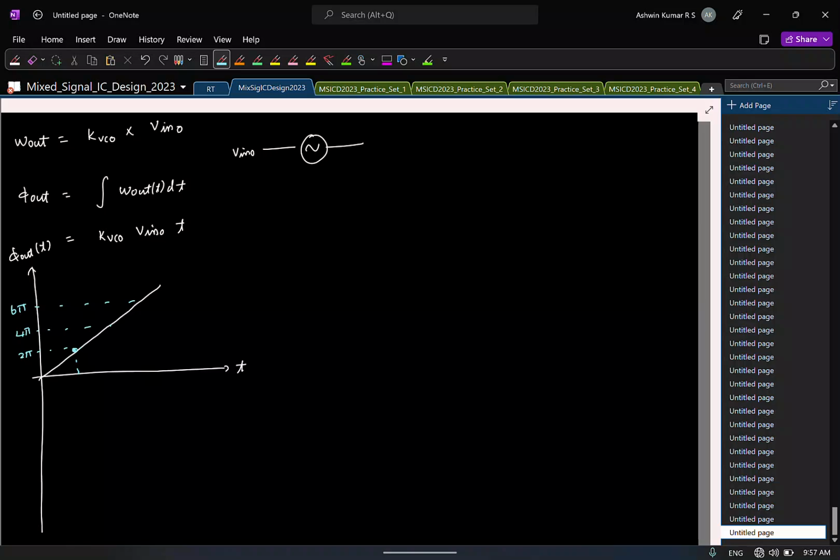Basically it's one time period T naught. When it finishes one oscillation cycle, the phase is 2 pi. So this is one time period T naught, 2 T naught and 3 T naught.